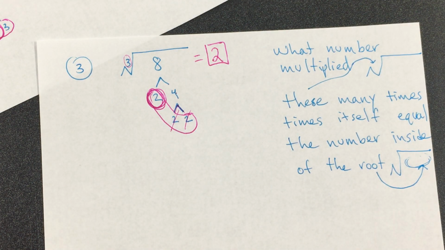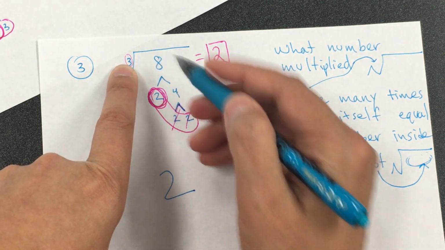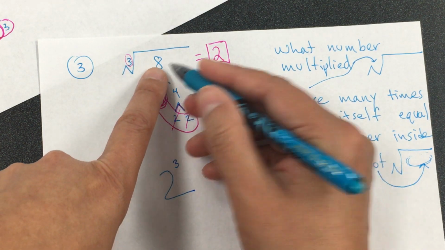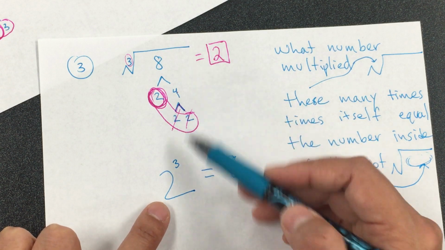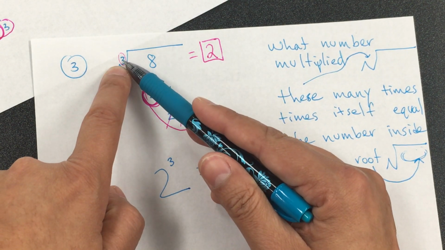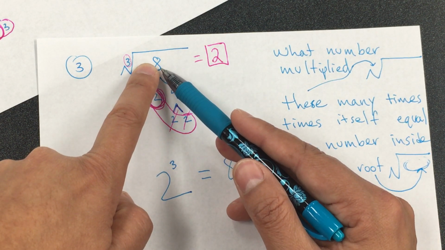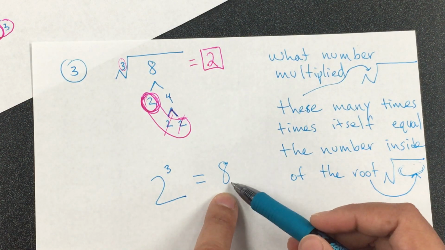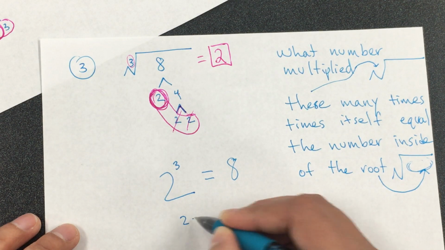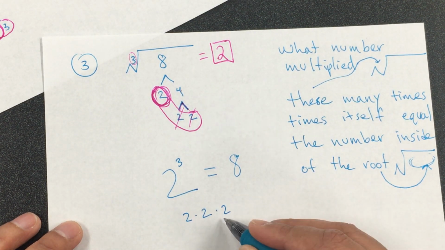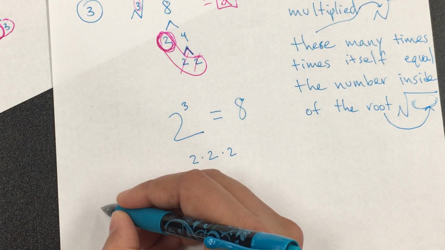Let's see, how is another way to say it? It's like the answer, this becomes the exponent, and this becomes the answer, the answer becomes the base. The index in the root becomes the exponent. And the number inside of the square root becomes the answer of 2 times 2 times 2. Okay, because 2 times 2, 4 times 2 is 8. Okay, hopefully that made it a little bit more clear.